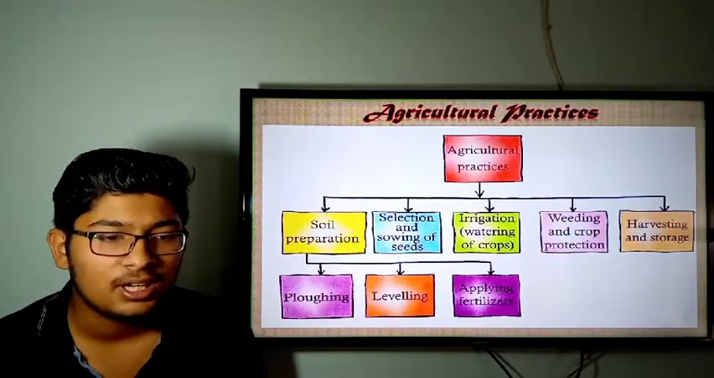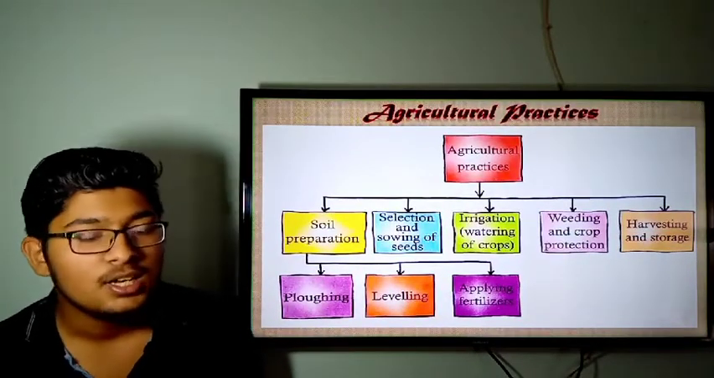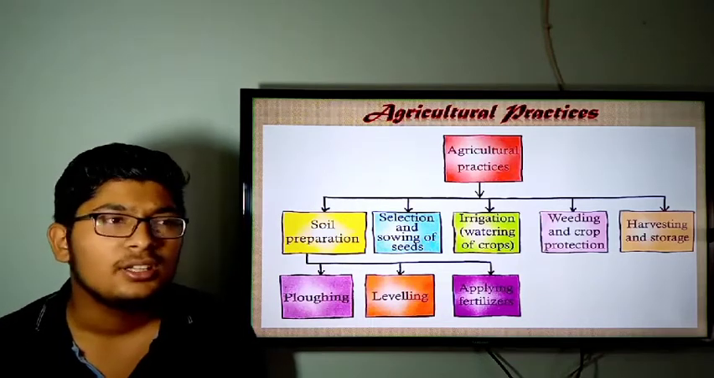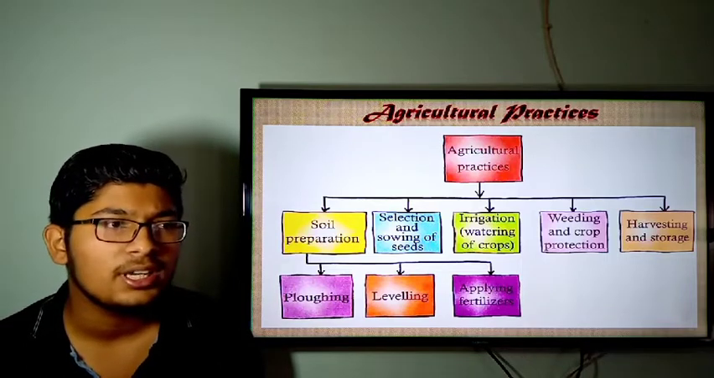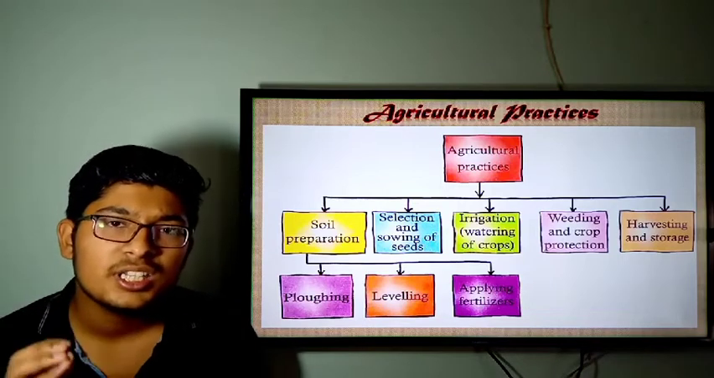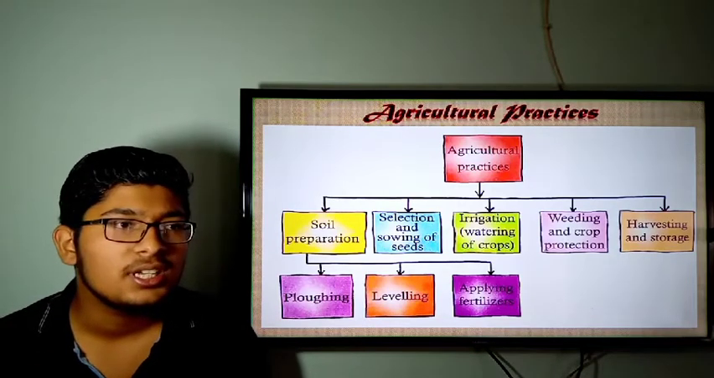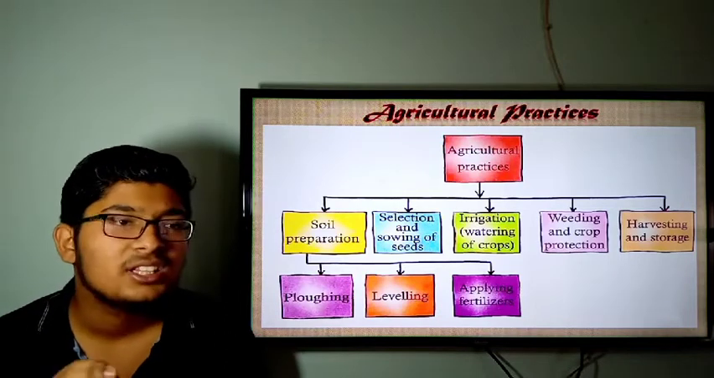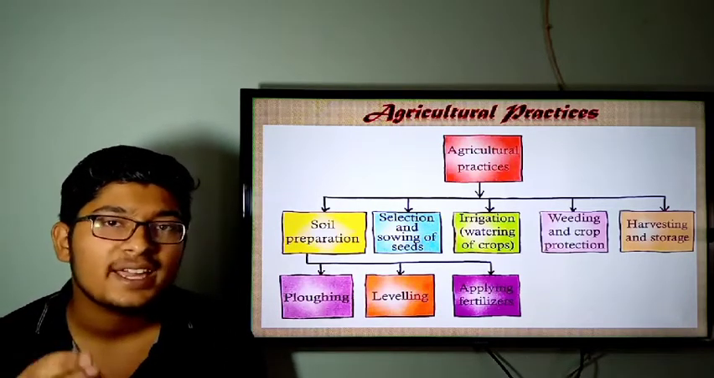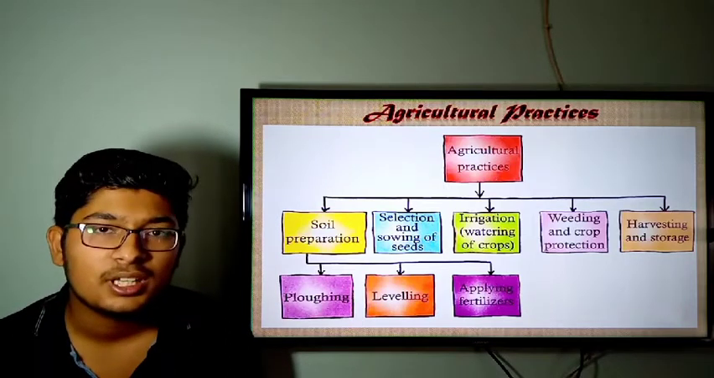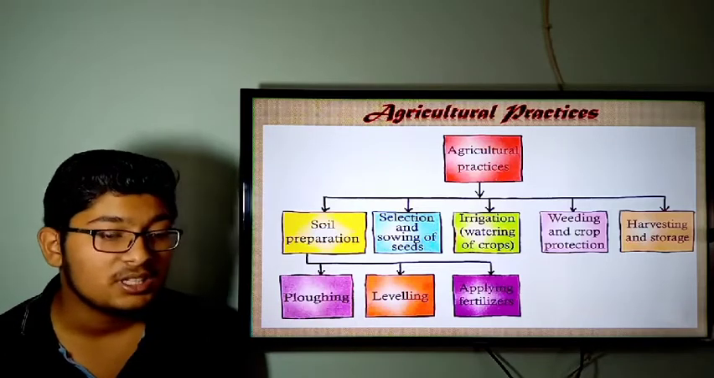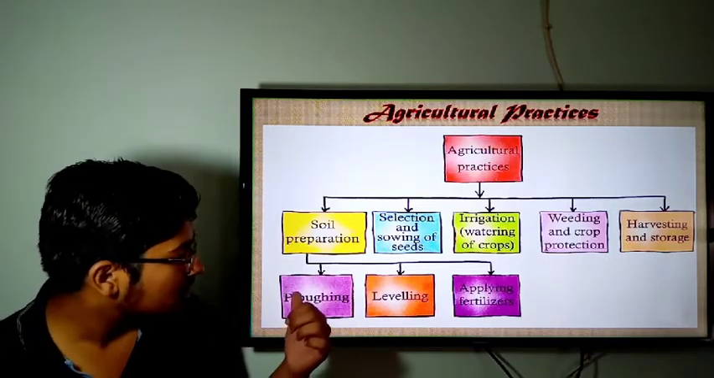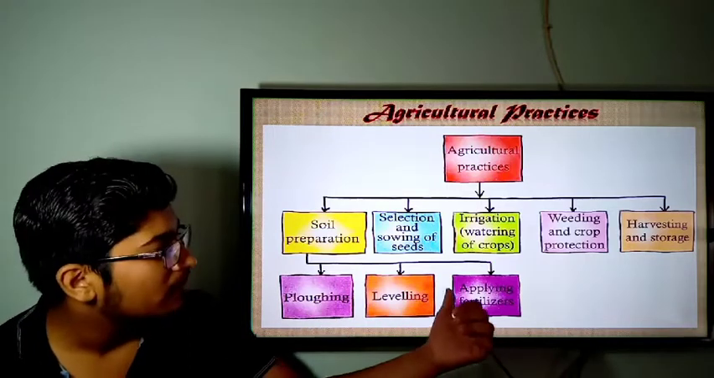Now we have another topic, agriculture practices. What is an agriculture practice? Whenever the farmer is growing the crops, he or she goes through a sequence, a pattern over a period of time. This pattern is known as agriculture practices. The first step is soil preparation. In soil preparation, they do the further things which are shown here: plowing, leveling, and applying fertilizers.